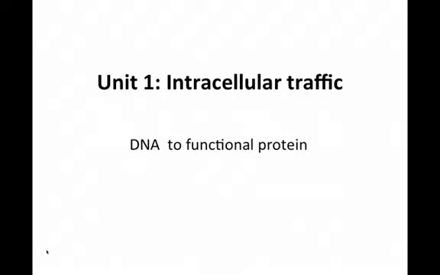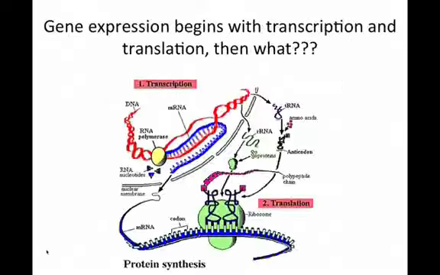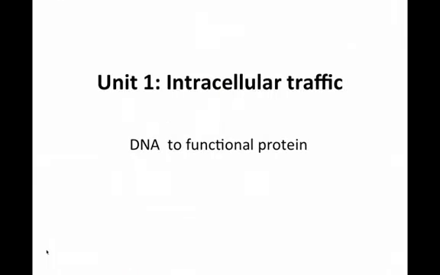Okay, so Unit 1 is intracellular traffic. Sometimes I just don't even know what I'm doing. Okay, so we're talking DNA to functional proteins. So pretty much that's what we just went over. We started with transcription, but that's essentially going from DNA to RNA, and then we went from RNA to protein, and then functional protein.